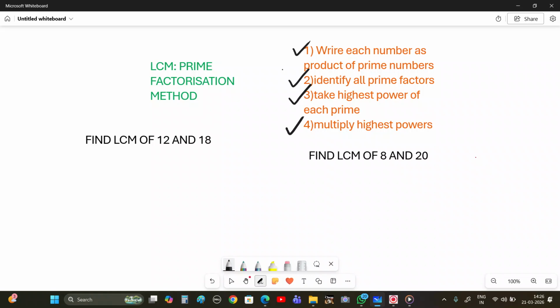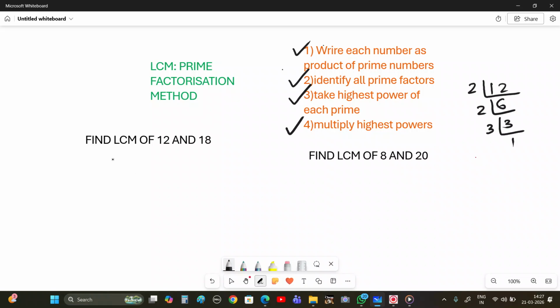The first question given here is find the LCM of 12 and 18. Okay, 12 and 18. So what is our first step? Write each number as a product of prime numbers. Okay, so first we have to factorize 12. How will we factorize it? 12 is divisible by 2. 12 divided by 2 is 6. Again 6 can be divided by 2, which will give you 3. Now this 3 is divisible only by 3, so 3 by 3 will give 1.